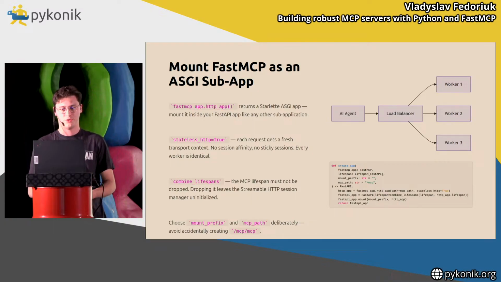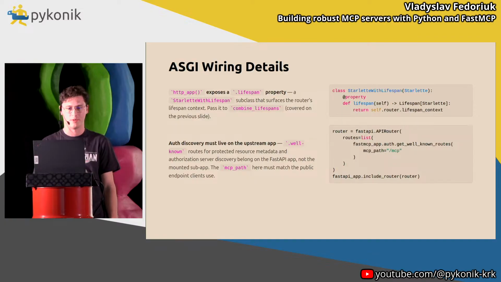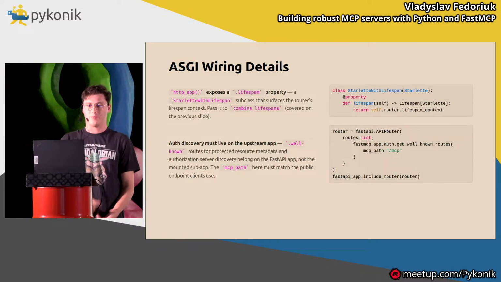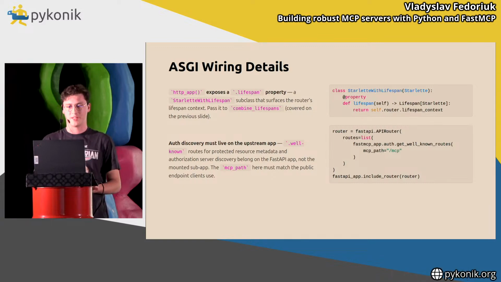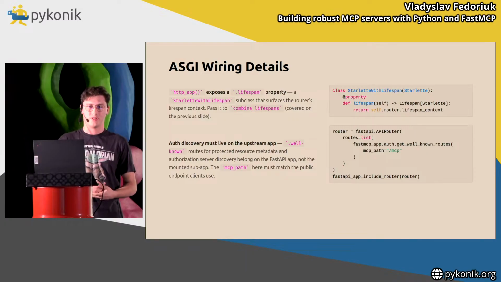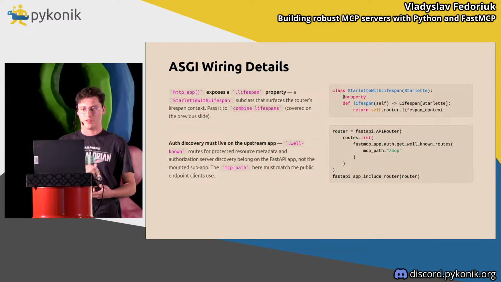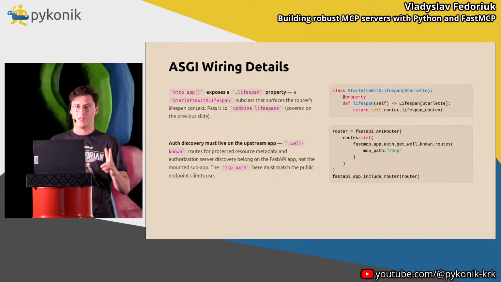And you need to choose the mount prefix where you mount your ASGI application, as well as the MCP path, in order not to end up with some weird paths for your MCP server. And basically what the HTTP app returns under the hood is just a subclass of Starlette with a lifespan property. And if you're using authentication providers, as I showed before, you would need to register well-known endpoints.